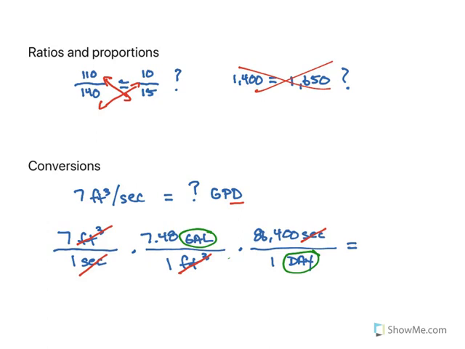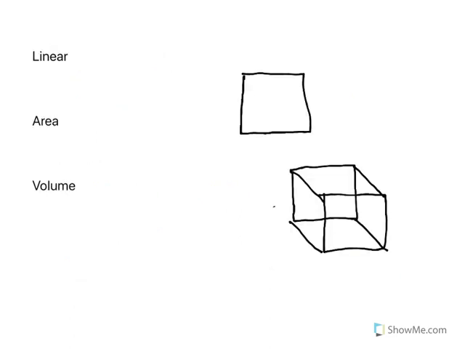And if I multiply it out, 7 times 7.48 times 86,400 would give me 4,523,904 gallons per day. And then finally, some problems with linear measurement and then measuring area and then volume. So hopefully this all should be pretty straightforward for you.